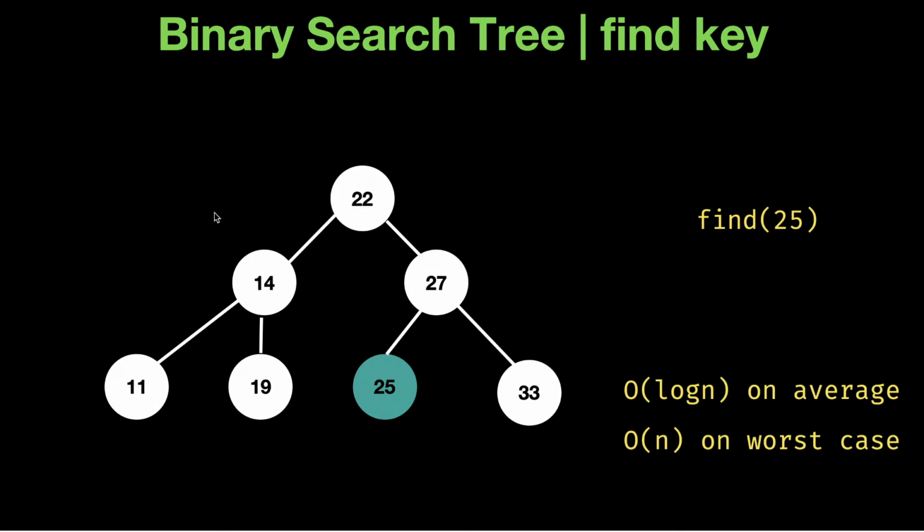Because when we came from 22 to 27, we actually just ignored all the left subtree at once. So that means in every iteration we are just dividing the problem into half, and then the algorithm complexity is O(log n). But in the worst case it is O(n), because if the tree is kind of linear, it is not balanced, then we would have to go from the root all the way to the bottom, and that would be O(n).